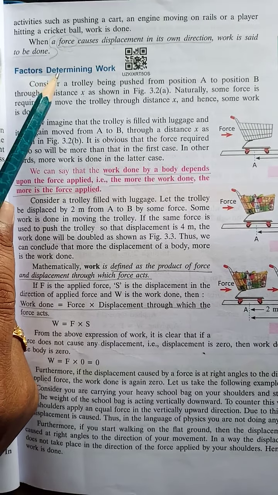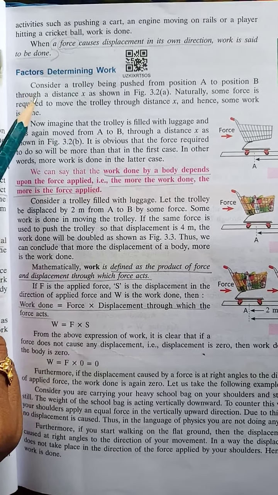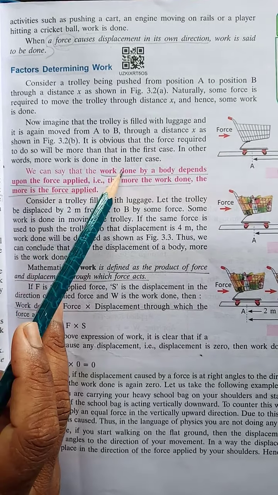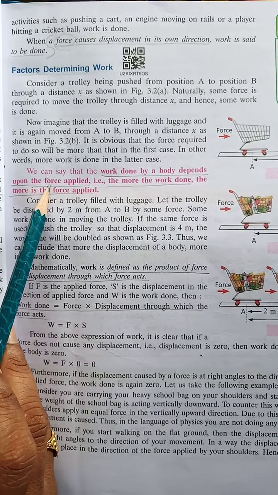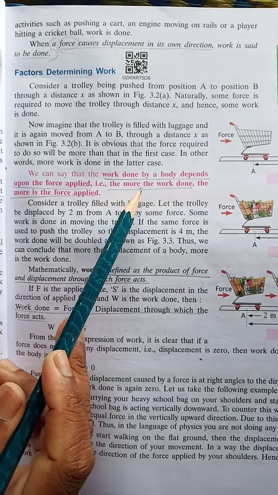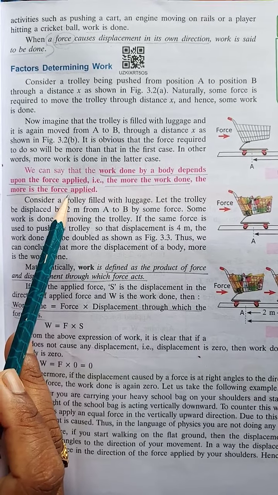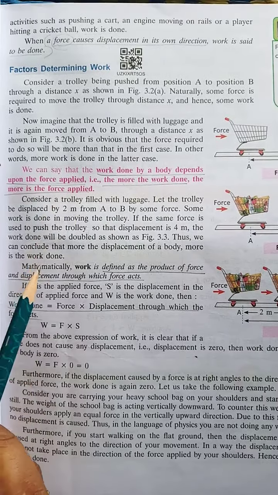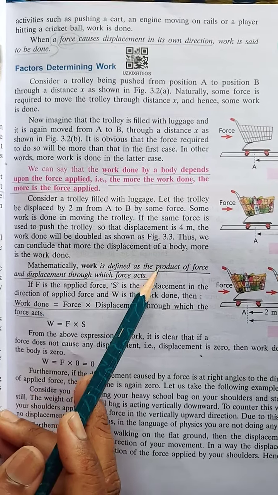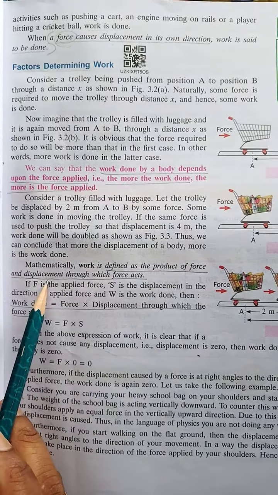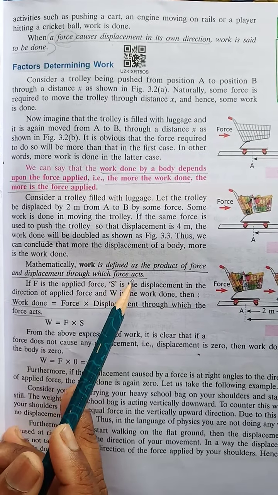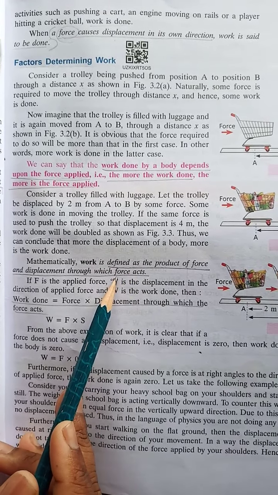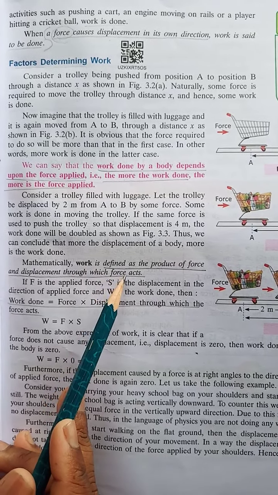Then what are the factors determining work? So to know the work, what factors are needed? We can say that the work done by a body depends upon the force applied. That is, the more work done, the more force applied. To do more work, we have to apply more force. Mathematically, work is defined as the product of force and displacement through which the force acts. The force, how much you applied, and because of the force, how much it displaces.